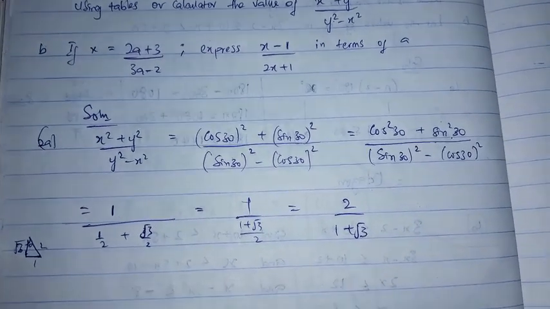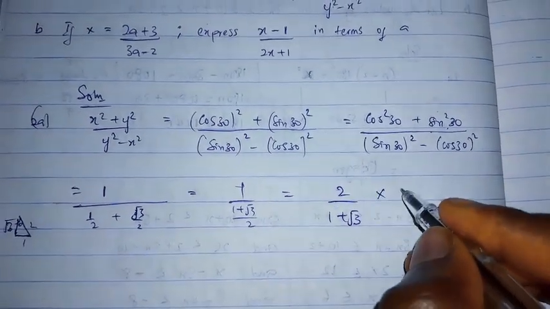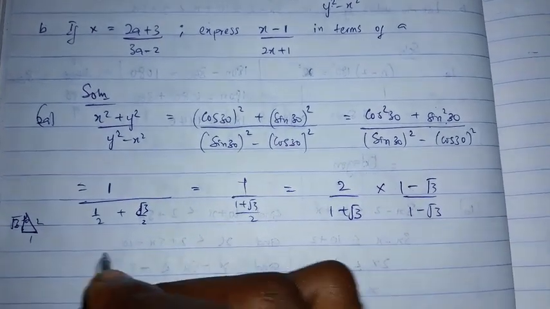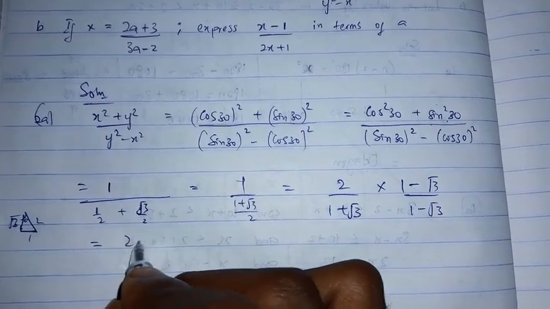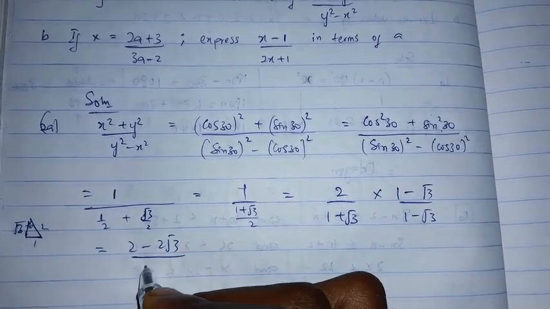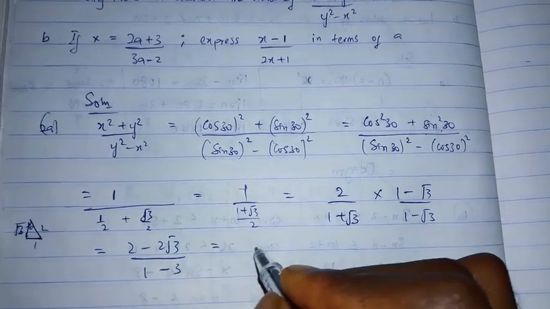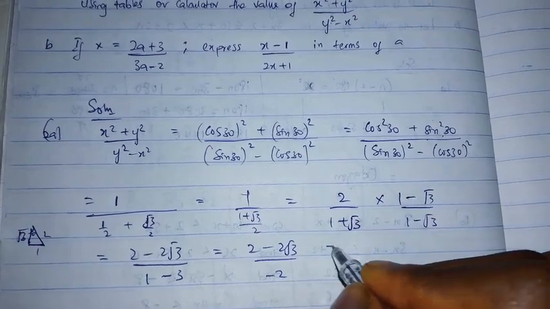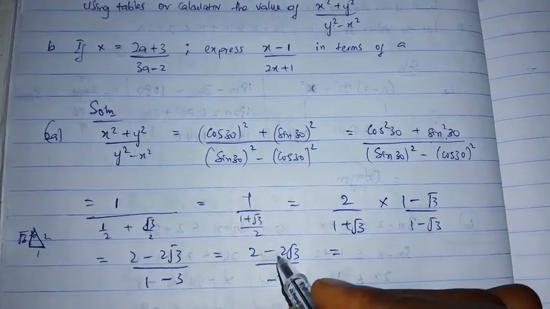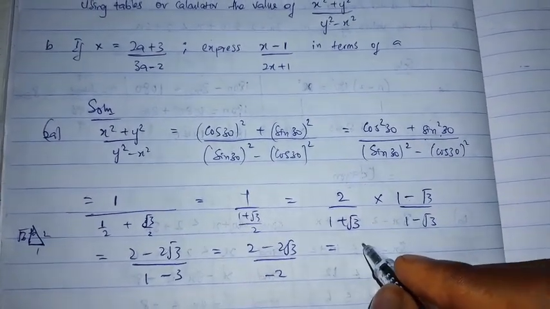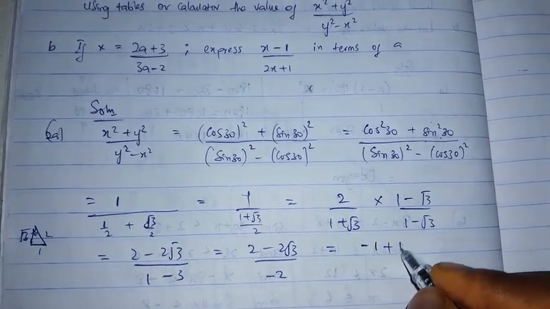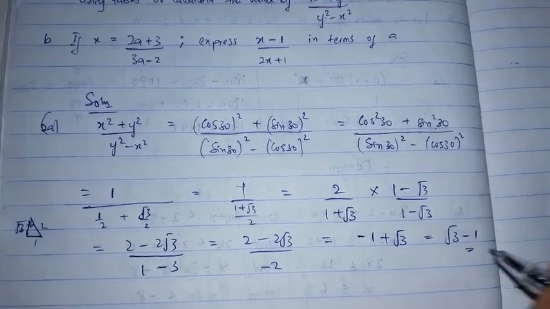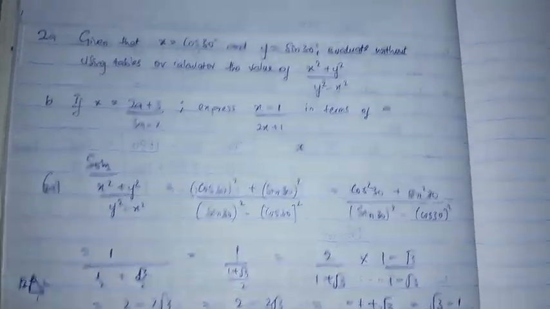Now from here, you have to rationalize by multiplying the numerator and denominator by 1 minus root 3. On solving, that becomes 2 minus 2 root 3 all over 1 minus 3, which is 2 minus 2 root 3 all over minus 2. Dividing by minus 2 after factorizing 2 from the numerator, I have minus 1 plus root 3, which is the same thing as root 3 minus 1. And this is the answer to 2a.